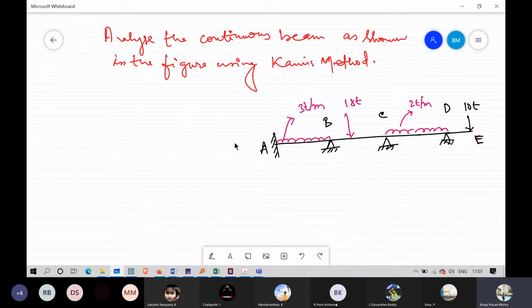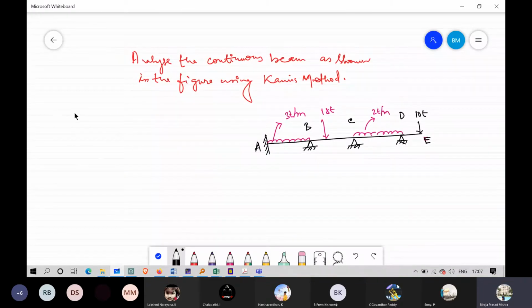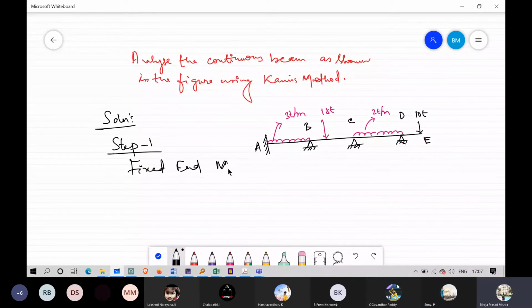So before we go to the problem, what is the first step we have to do for the solution? What is the first step? Who can tell? Step one is fixed end moments, right? So fixed end moments.